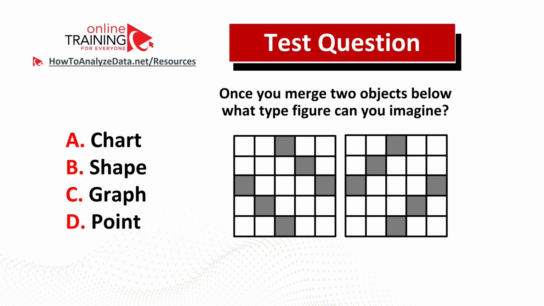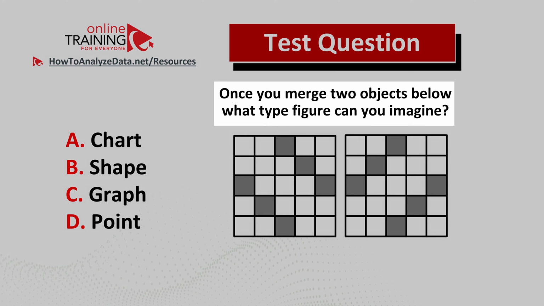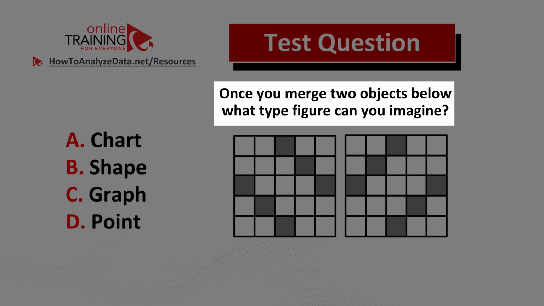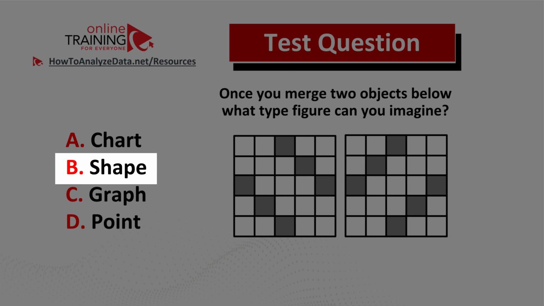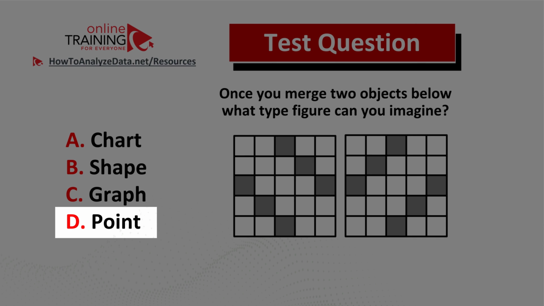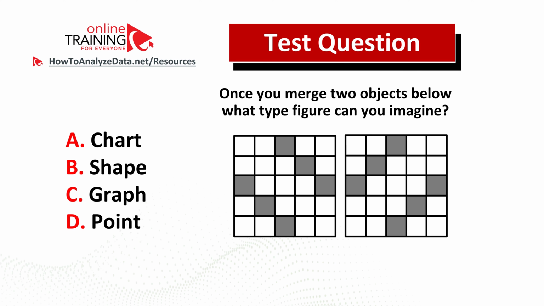And now, here's the question from the real test. You can try to see if you can get to the correct answer. Once you merge two objects below, what type of figure can you imagine? And you have 4 different choices: chart, shape, graph, or point. Do you think you know the answer? Feel free to pause this video now and try to solve this challenge.